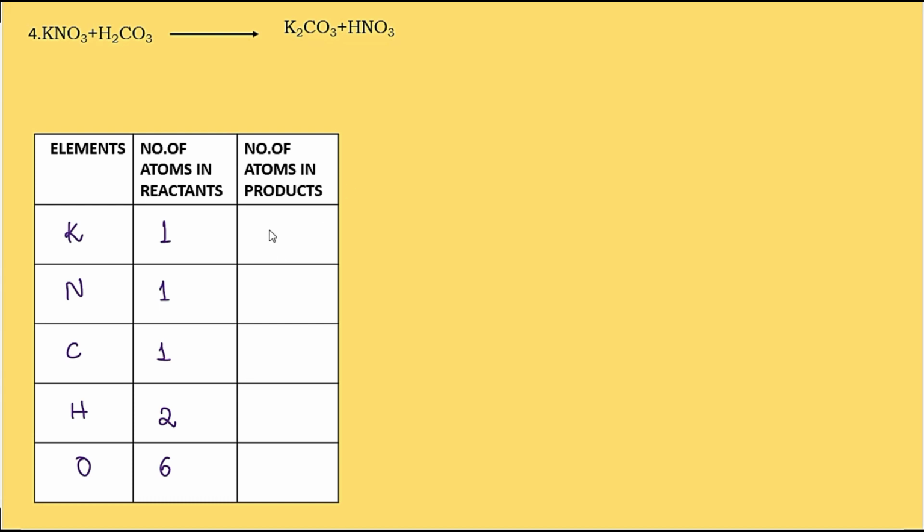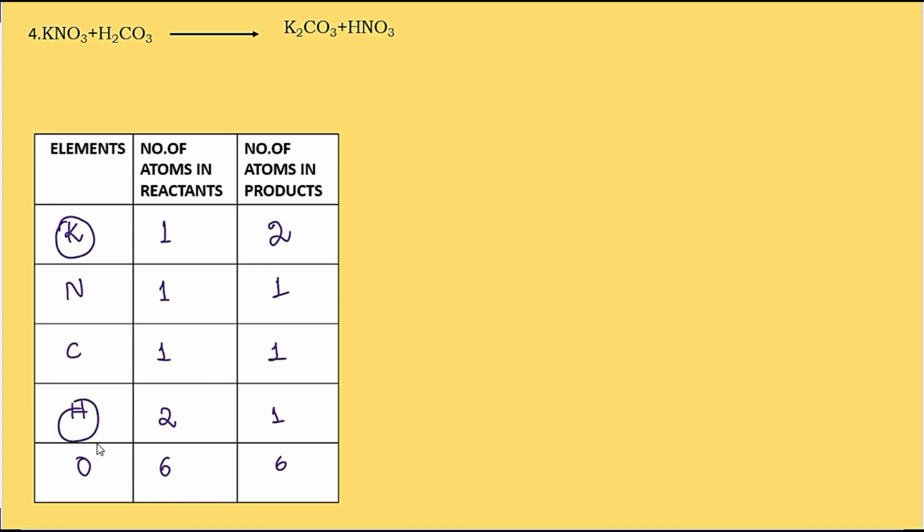Okay, let's come to the product side. Potassium has 2 atoms, nitrogen has 1 atom, carbon has 1 atom, hydrogen has 1 atom and oxygen has 6 atoms. So if we compare the number of atoms in reactants and products, there is a mismatch in potassium and hydrogen.